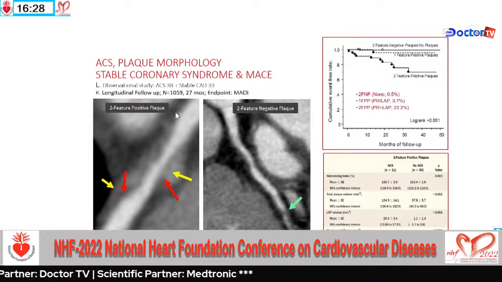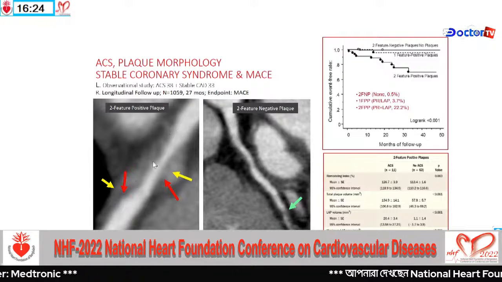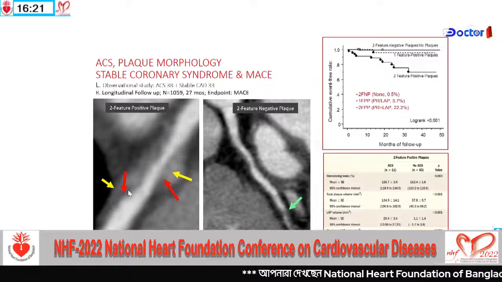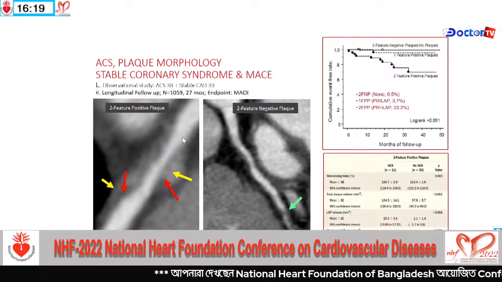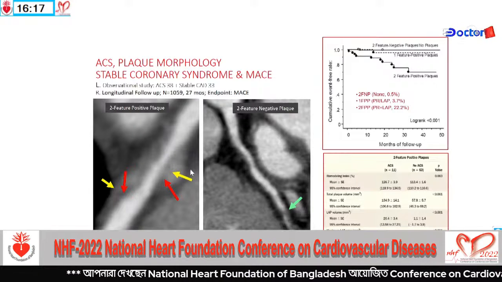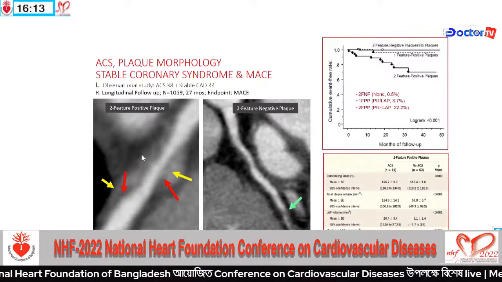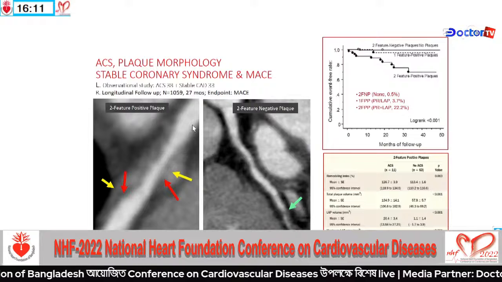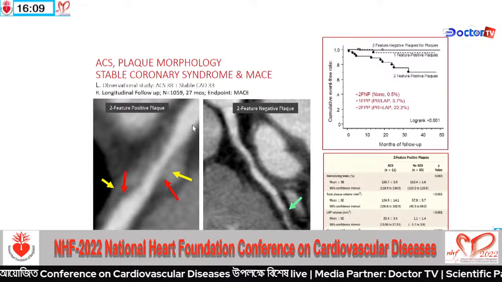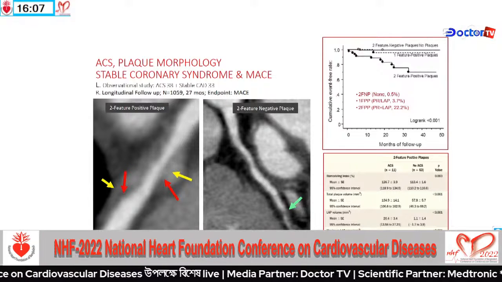You can see through and through that there is a low-density plaque or low attenuation plaque here, which is less than 30 Hounsfield units in density. And also, as you would see by the yellow arrows, there is a significant positive remodeling of these plaques. And these are the two characteristics which define the plaques that are likely to result in acute coronary syndromes.